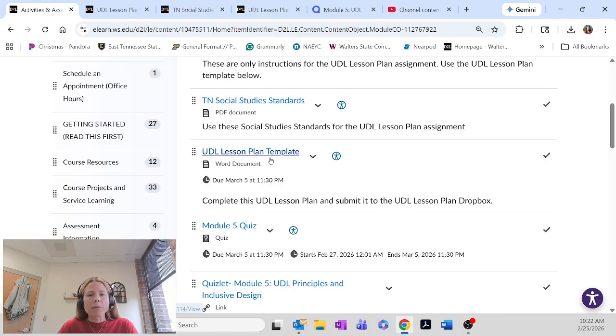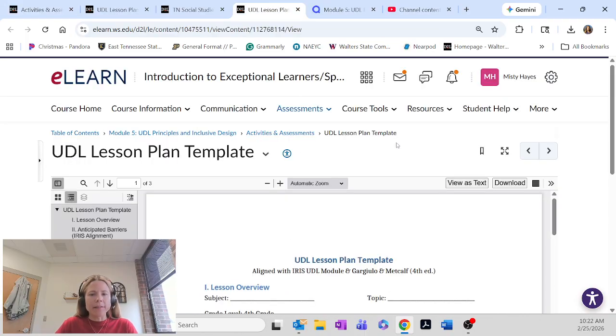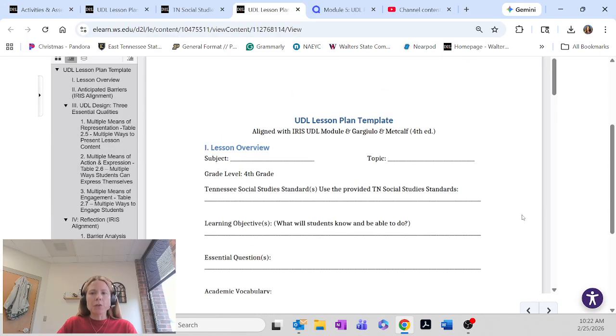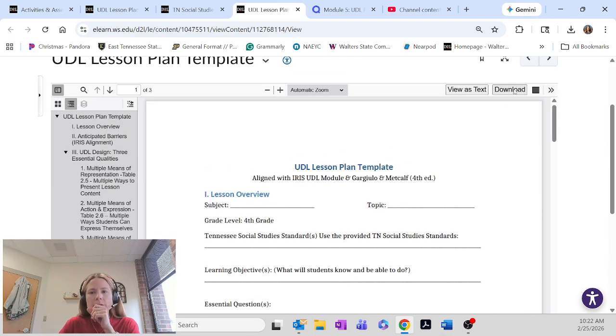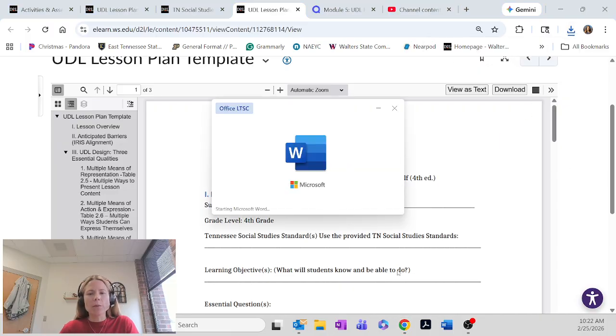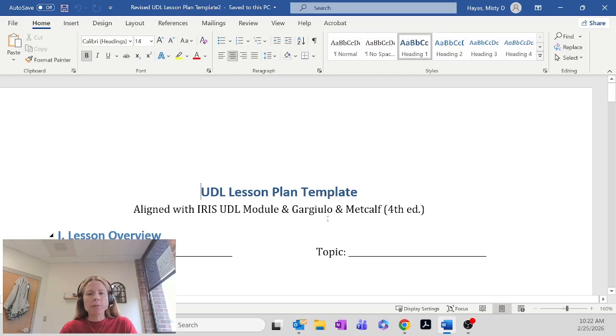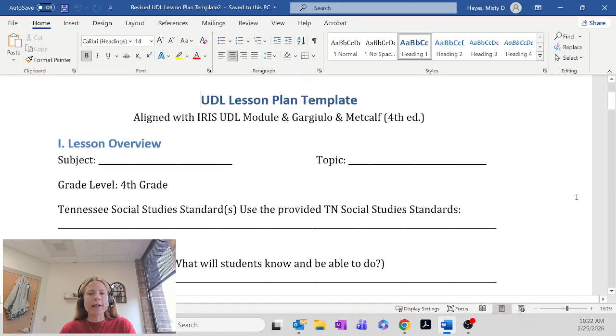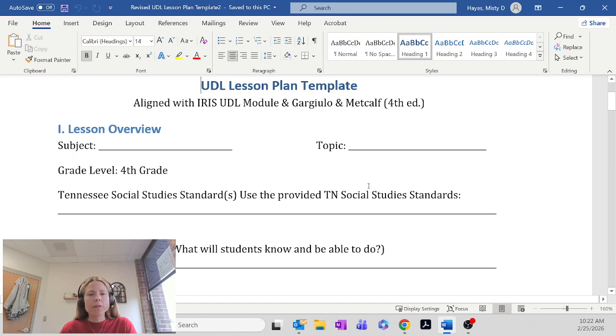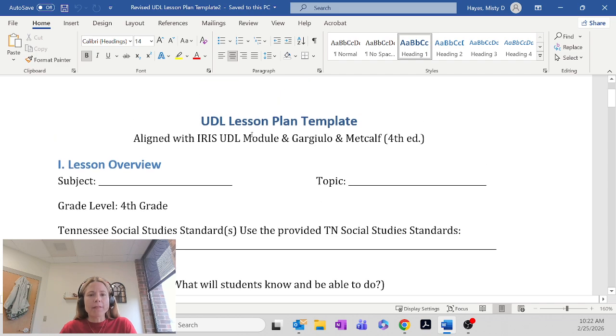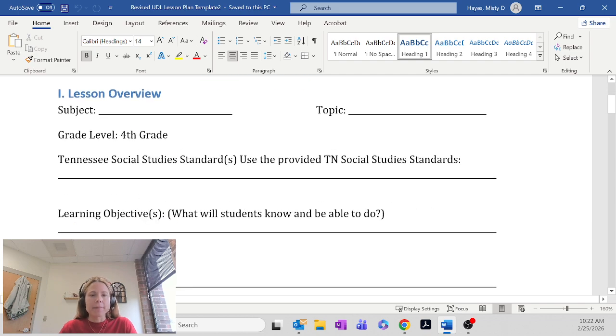Now, what does the UDL lesson plan template look like? This is the template that you do have to use. So you will just click download and you're going to see that it will pop up and you should be able to type directly in it. I do want you to use this template. Do not try to make your own or find one online. This is a template that's specifically created for this lesson and for this assignment.